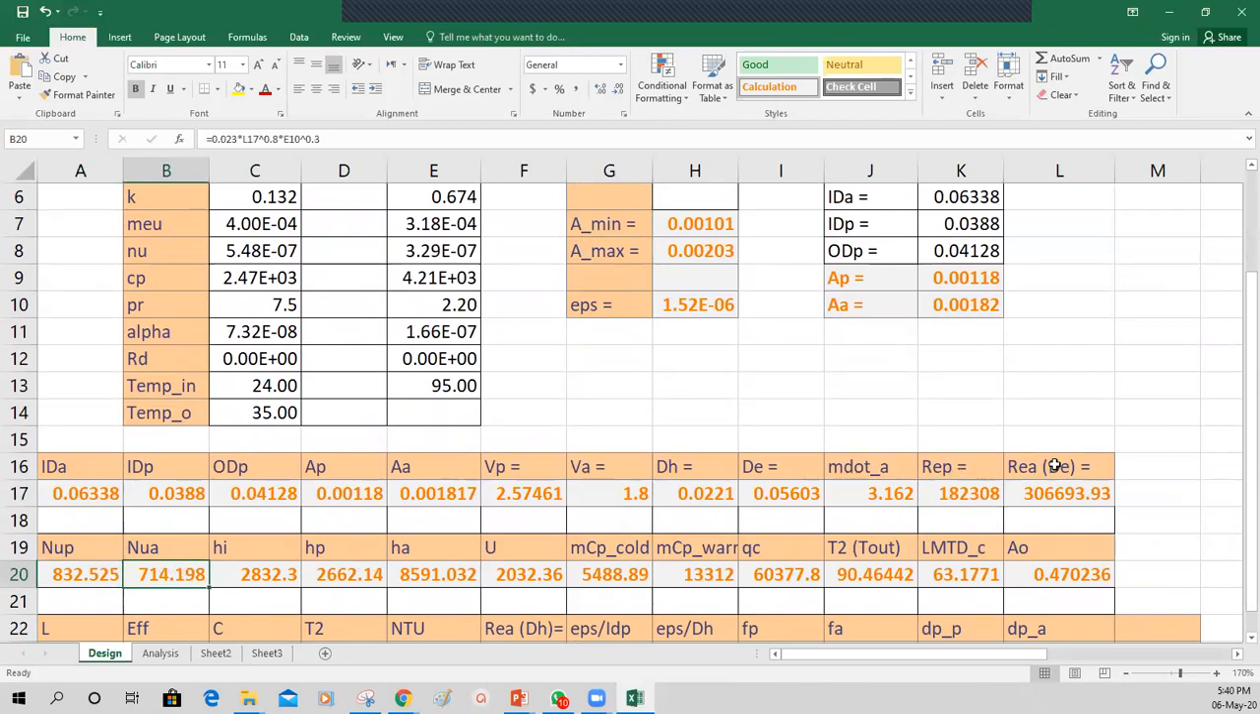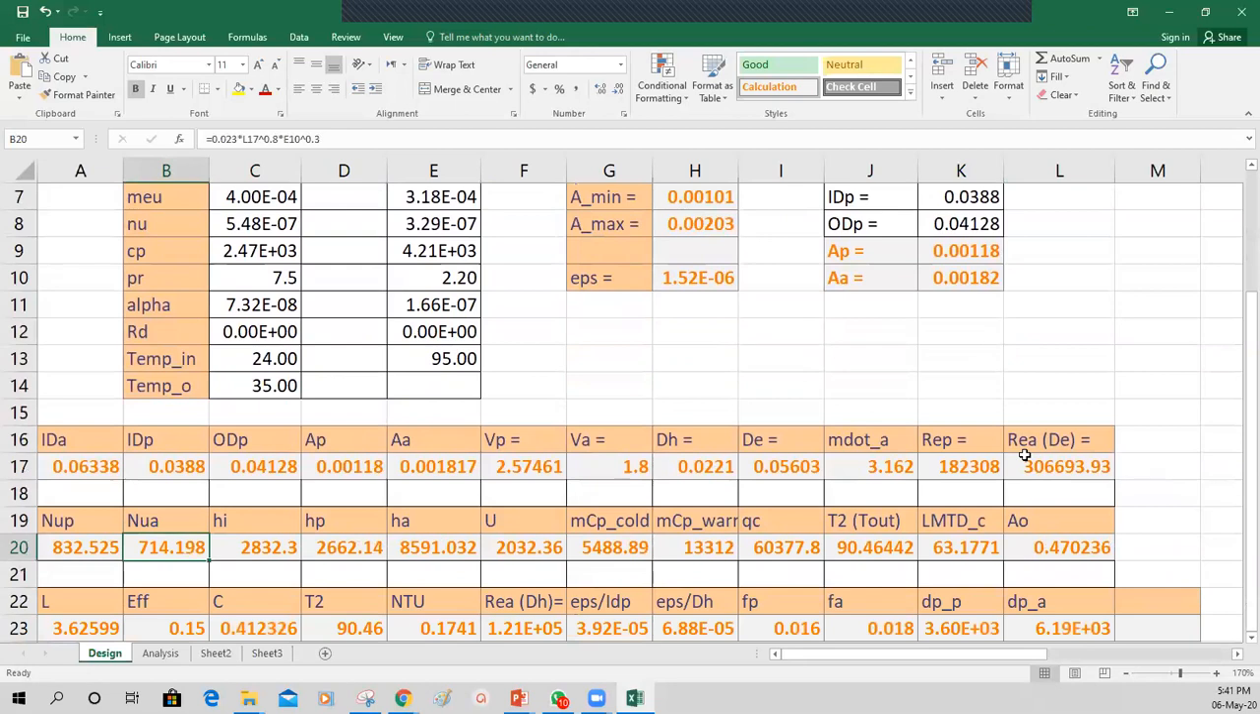So the Reynolds number formula is the same, rho vD over mu. The only difference that you need to understand is that when you are calculating the Reynolds number for the heat transfer calculation, then use DE for the annulus. And when you are calculating the Reynolds number for pressure drop, then use DH for the annulus. For the pipe, it is always the inner diameter.